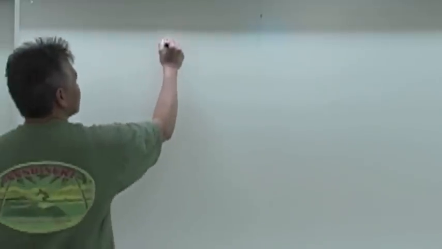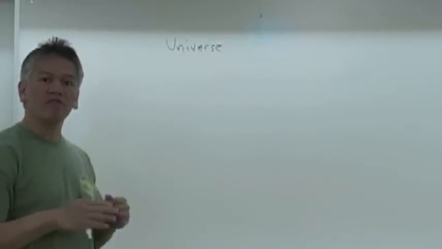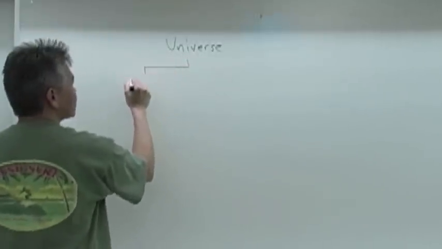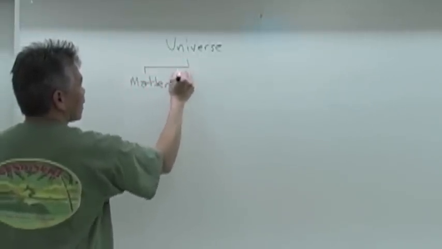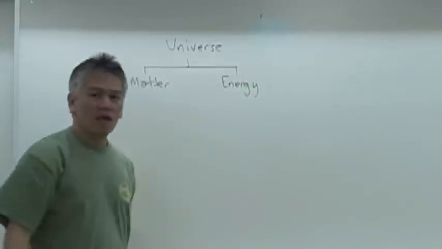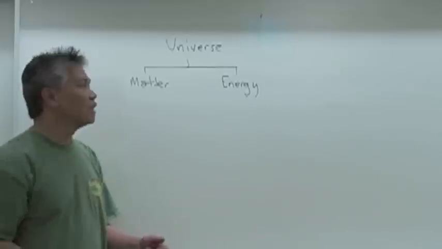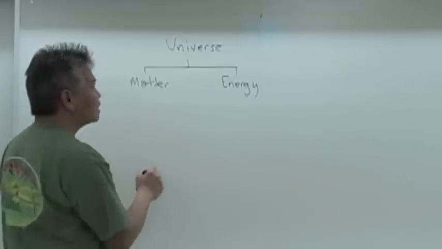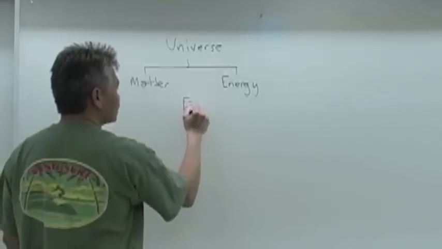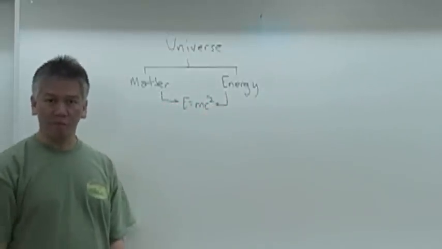When we talk about matter, we can classify matter in terms of the universe. The universe has two main parts in terms of the physical science. The first is matter, and the second is energy. These two are what make up the universe in terms of the physical science. These two are related by Einstein's famous equation, E equals mc squared, which we will cover in nuclear chemistry.